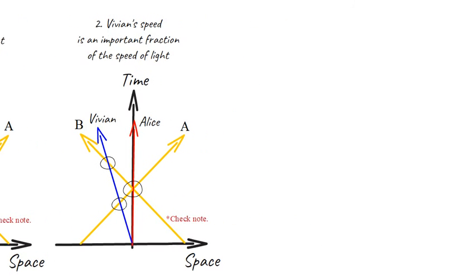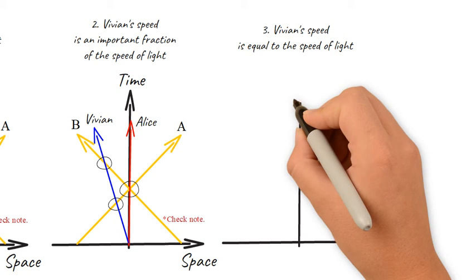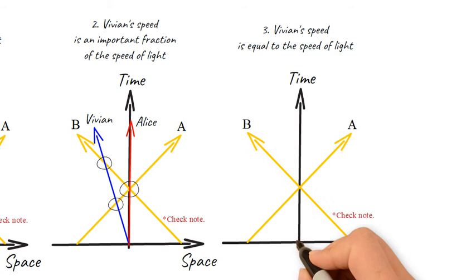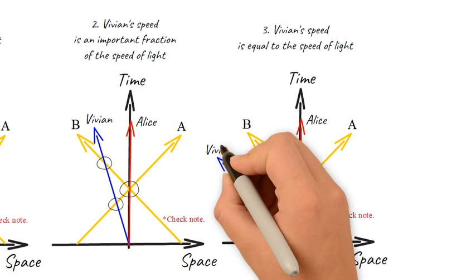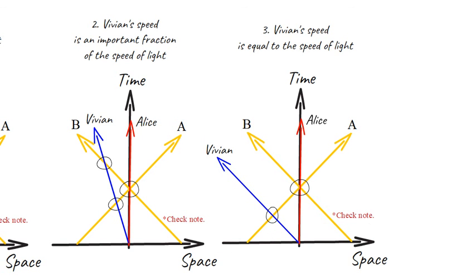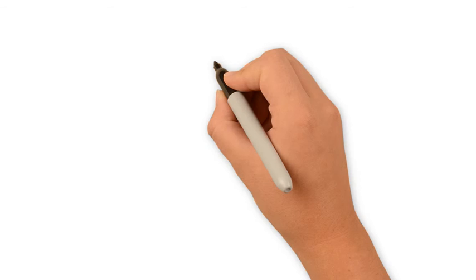Finally, in the third case, Vivian moves at the speed of light. In that case, she will see the flash of light from A much earlier than in the previous cases. But, more importantly, she will not see the flash from B, as that light will not reach her. Do you remember Einstein's postulates? Well, this last result is precisely a consequence of those postulates.